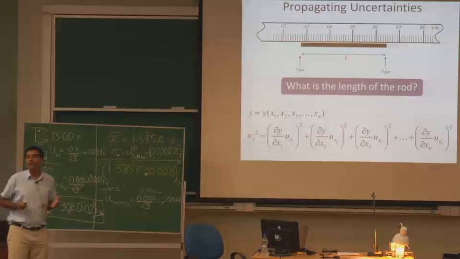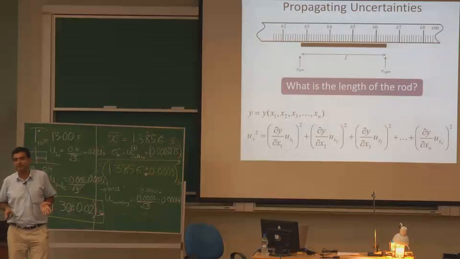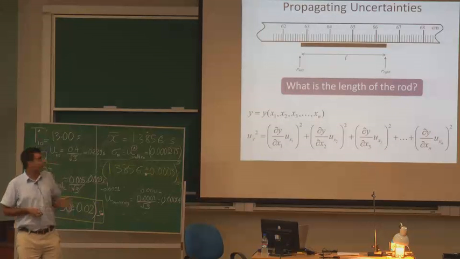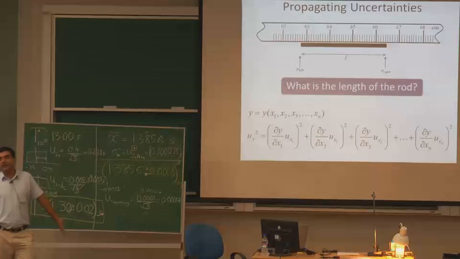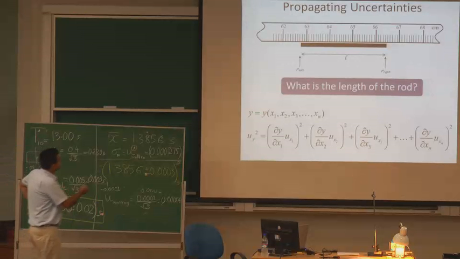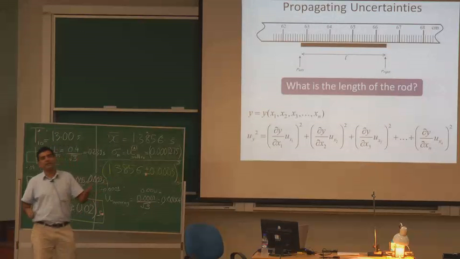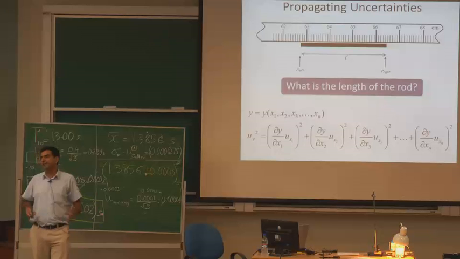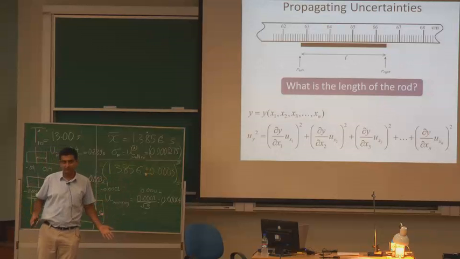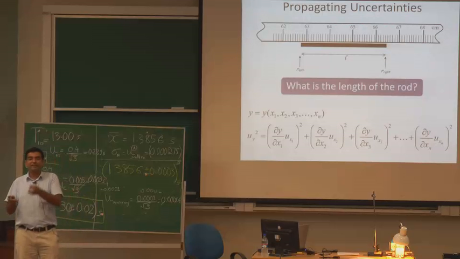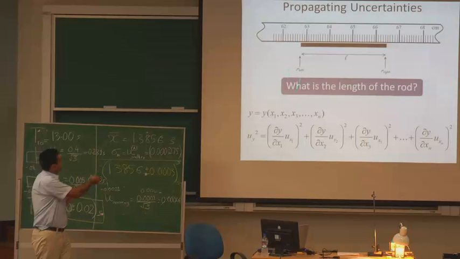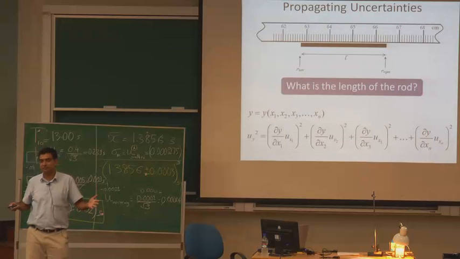Alright, so how do we propagate uncertainties? Now this is a frightening looking formula, but it's not really frightening. Suppose my y is a function of different variables, x1, x2, x3 and x4 up to xn. Like my length of the rod is a function of two variables, x1 and x2. It's this difference of x1 and x2.